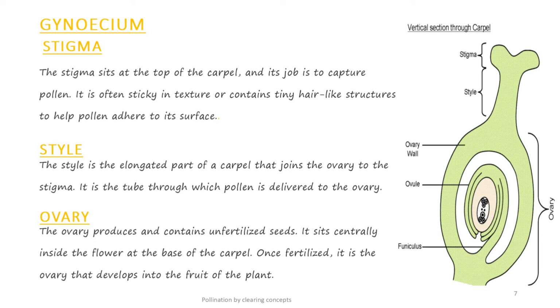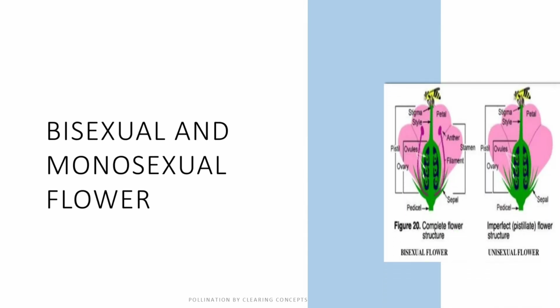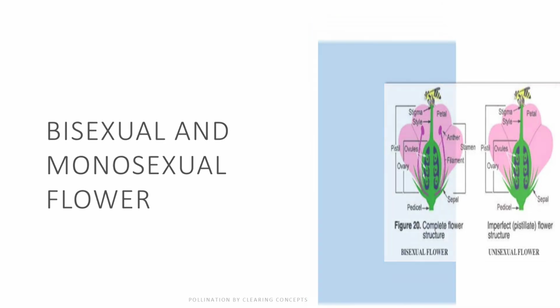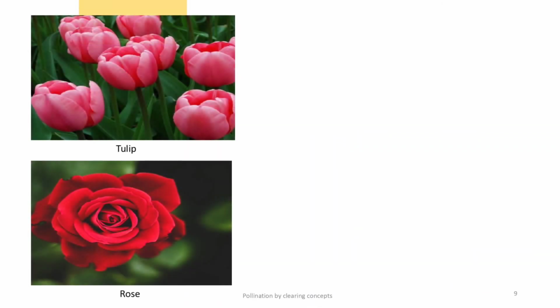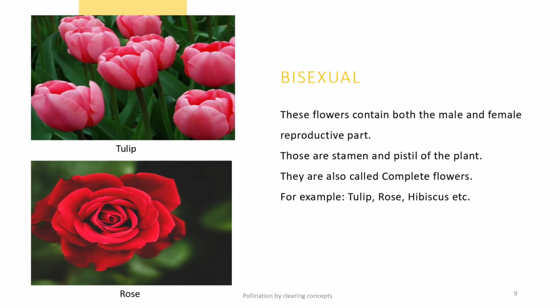So now with this we end our part A, and now moving on to part B, which is bisexual and monosexual flowers. So guys, first we'll learn about the bisexual flower. These flowers contain both the male and female reproductive parts, those are the stamen and pistil of the plant. They are also called complete flowers. For example, you can take tulip, rose, hibiscus, etc.